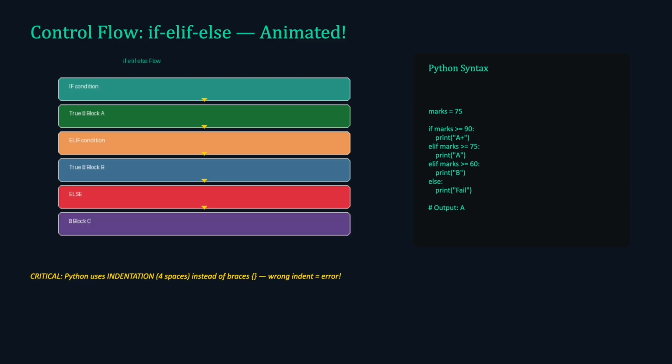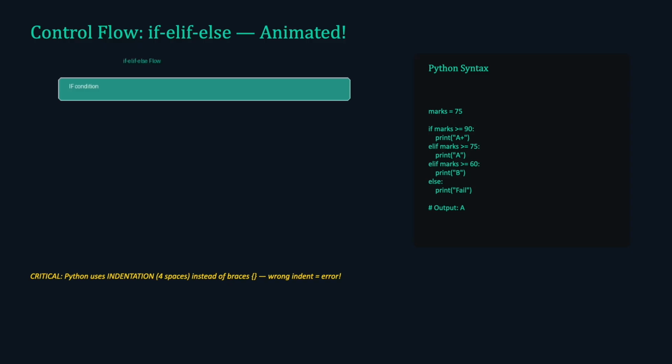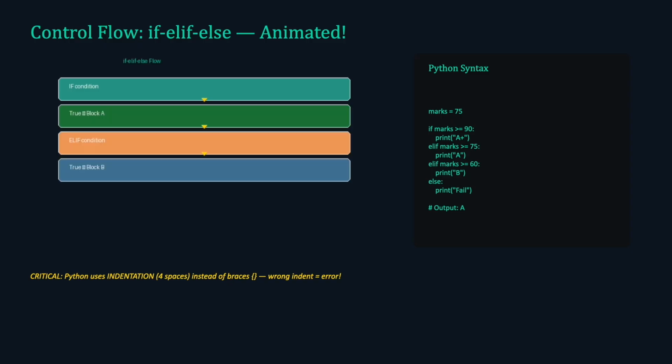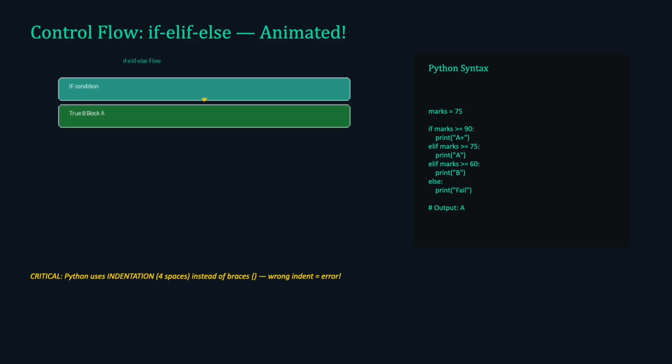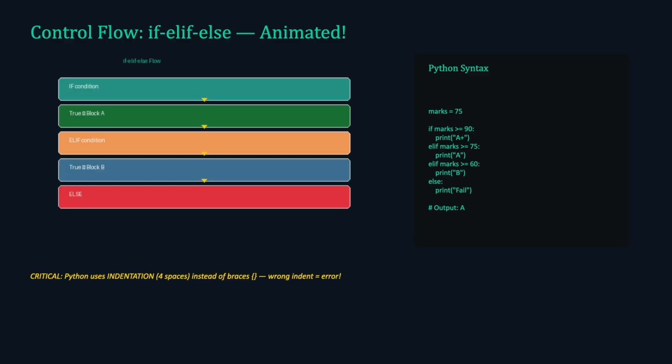In the example, marks equals 75. Is 75 greater than or equal to 90? No. Is it greater than or equal to 75? Yes. So grade is A. The elif chain stops at the first true condition.